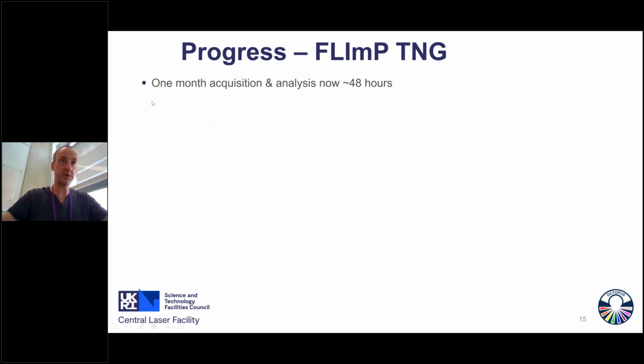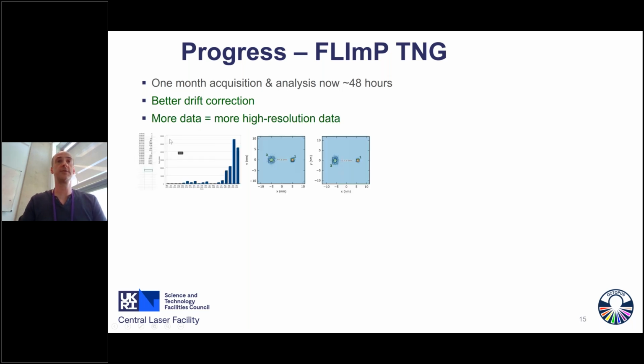So from this automation of the acquisition through the algorithms applied on the Nanoimager automating scriptable instrument, we reduced 1 month of acquisition and analysis now down to 2 or 3 days essentially. The better drift correction and the fact that we have just far more data means we have far more high resolution data. So this little bar chart here is actually, sorry, it's a bit small, but this is May 2019.